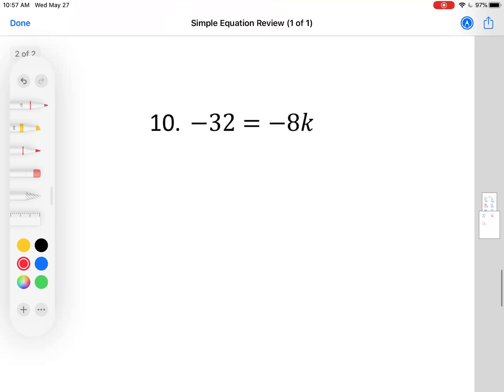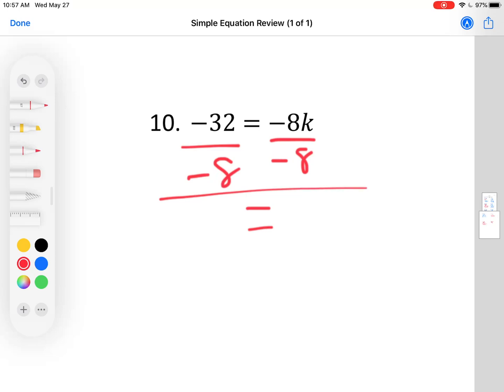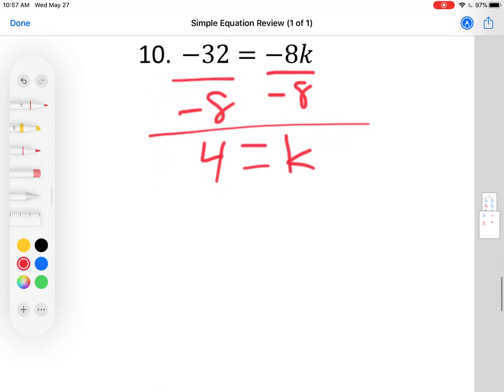Last one. No plus signs. What multiplies K? Negative 8 does. What should we divide by? Well, negative 8 multiplies, so we have to divide by negative 8. Equal sign. This is K. Negative divided by negative is positive. Positive 4 in this case. 32 divided by 8 is 4.